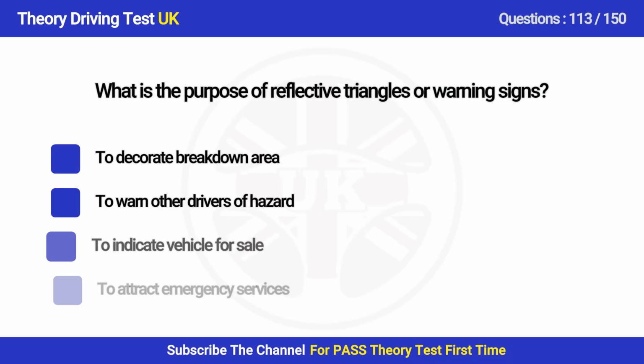Question 113. What is the purpose of reflective triangles or warning signs? A. To decorate breakdown area. B. To warn other drivers of hazard. C. To indicate vehicle for sale. D. To attract emergency services.